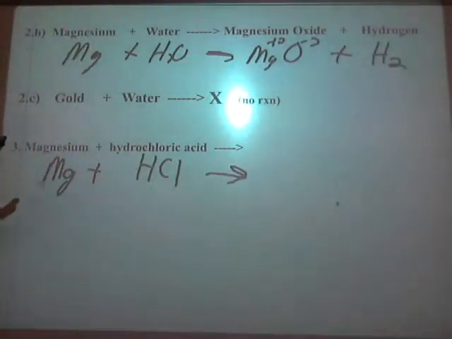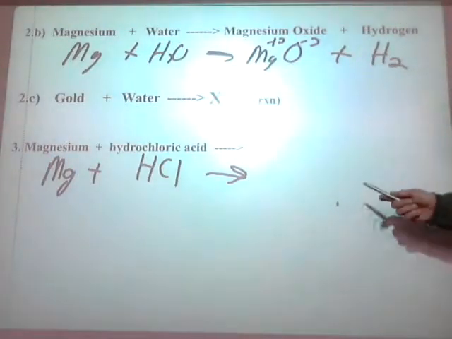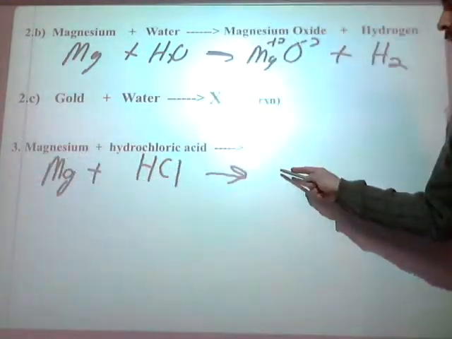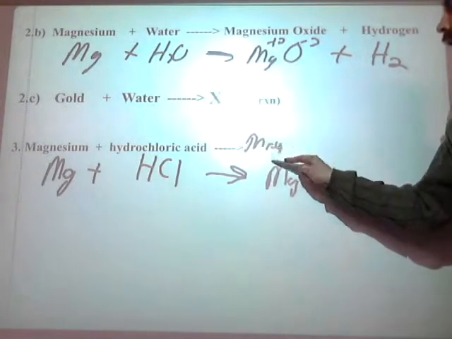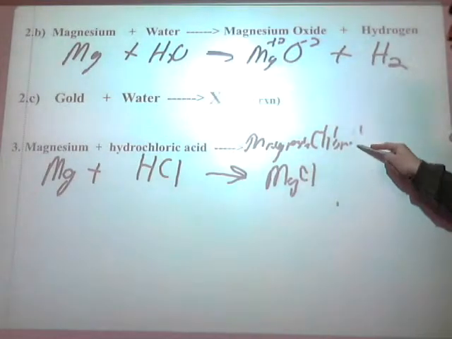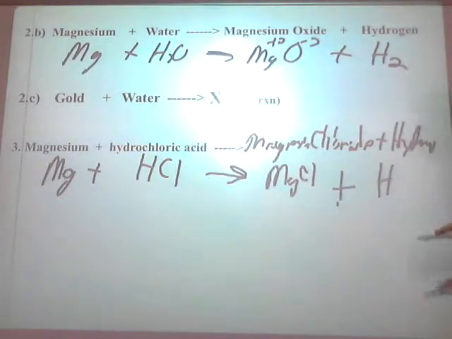Now, when I write it like that, does that make it a little easier to see what's going to happen here? What do you think I'm going to get on the other side? Magnesium is going to replace the hydrogen, right? So what will I get over here? Magnesium chloride plus hydrogen. Now, of course, I will have people who will do that, and it will still be wrong.